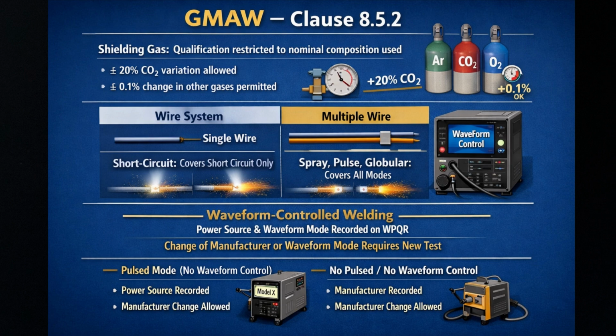For short-circuiting transfer, qualification covers short circuit only. For spray, pulse, or globular transfer, qualification covers all three of those modes. For waveform-controlled welding at level 2, the power source manufacturer and waveform control mode are recorded on the WPQR. A change of manufacturer or waveform control mode requires a new test.